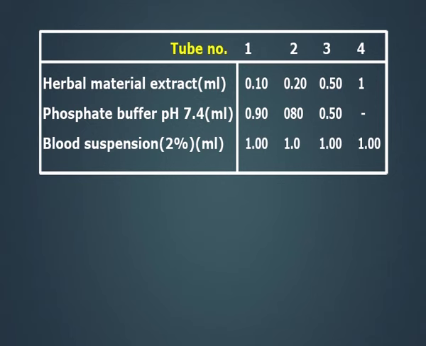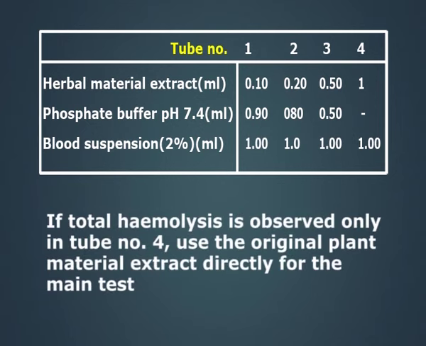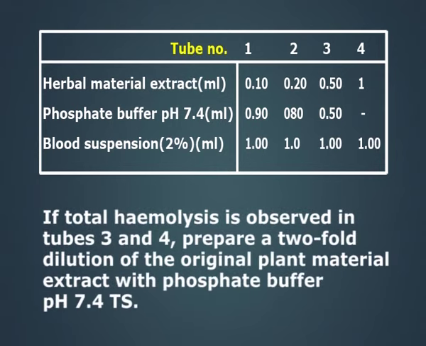Examine the tube and record the dilution at which total hemolysis has occurred, indicated by a clear red solution without any deposit of erythrocytes. Proceed as follows. If total hemolysis is observed only in tube number 4, use the original plant material extract directly for the main test. If the total hemolysis is observed in tube 3 and 4, prepare a 2-fold dilution of the original plant material extract with phosphate buffer pH 7.4 test solution.